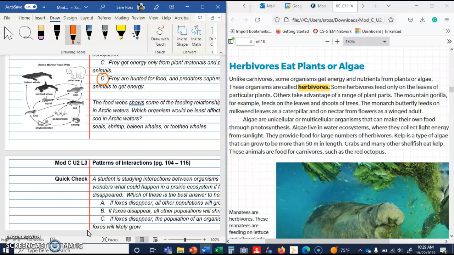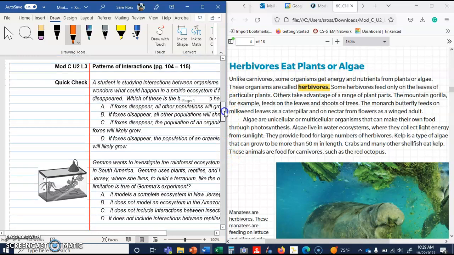Seals would be affected because the cod would be gone. Shrimp would be affected because the cod wouldn't be eating the shrimp. Baleen whales eat seals? No, they don't. Baleen whales have nothing to do with cod. I bet that's the answer. Toothed whales eat the seals, so it's going to be your baleen whales. They're actually really cool. They filter the water. Anyway, it doesn't matter. Okay.